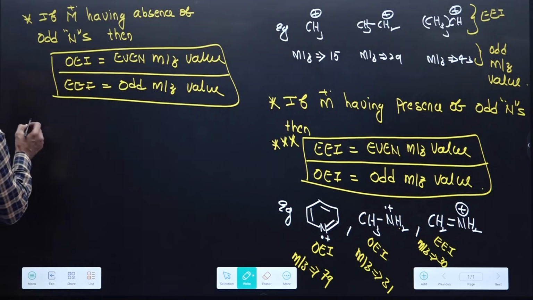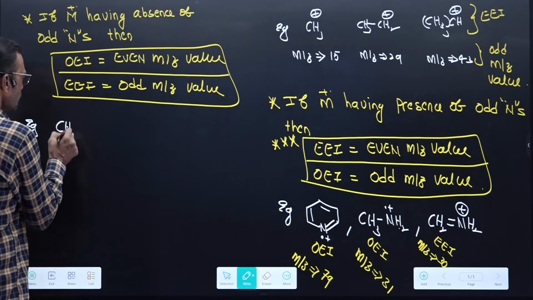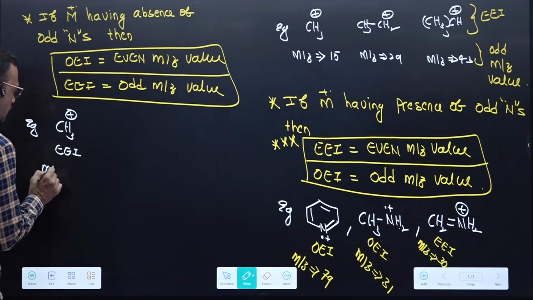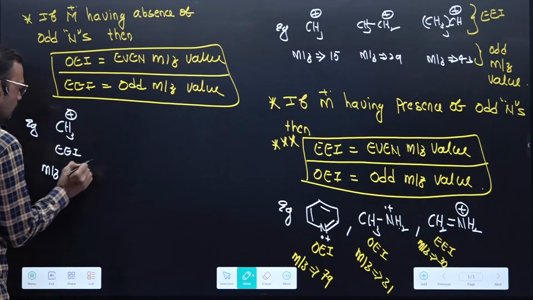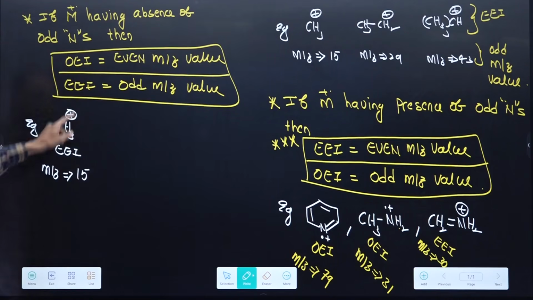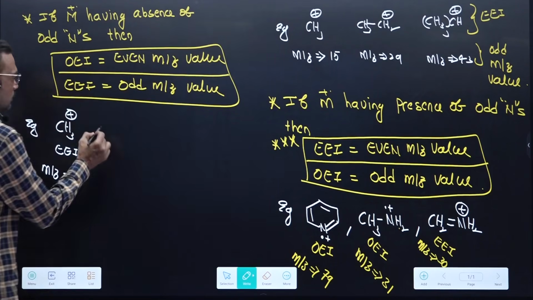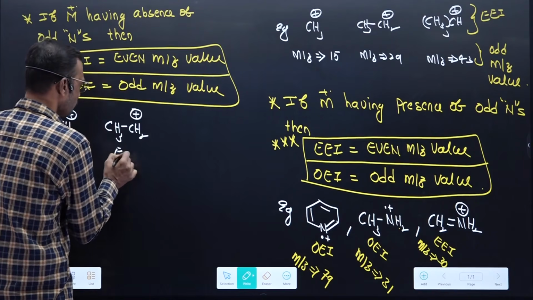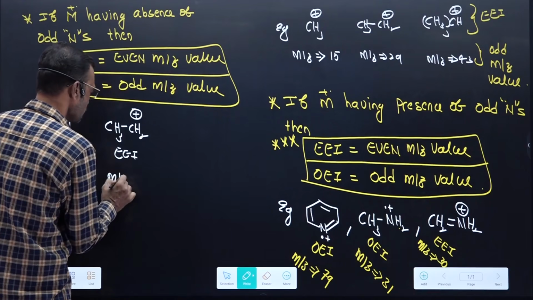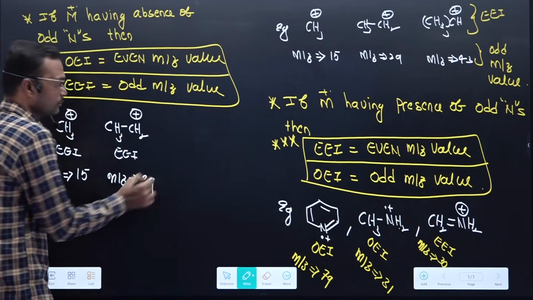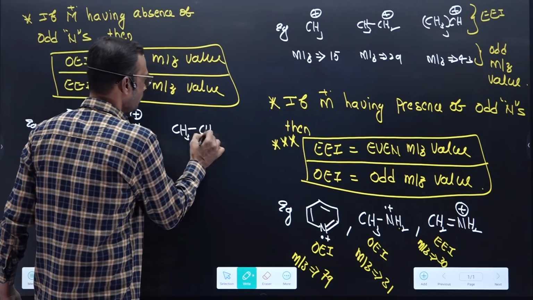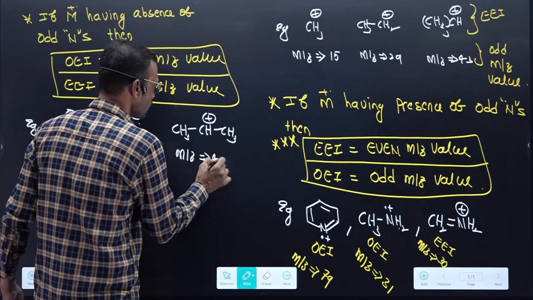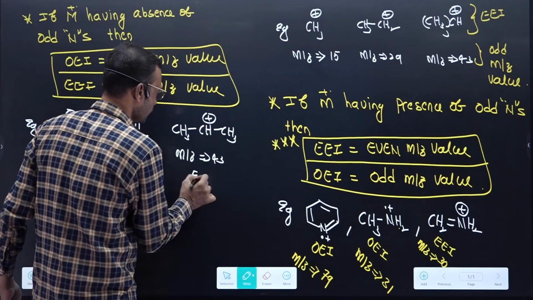Suppose one of the best examples: this is a carbocation, the methyl carbocation. It is an even electron ion, and see the m/z value. The m/z value is 15, an odd number. Even electron, odd mass. Same example as I gave just now. This is the ethyl carbocation, an even electron ion, with m/z value 29. And if I take isopropyl, the m/z value is 43. Just count this, and it is an even electron ion.